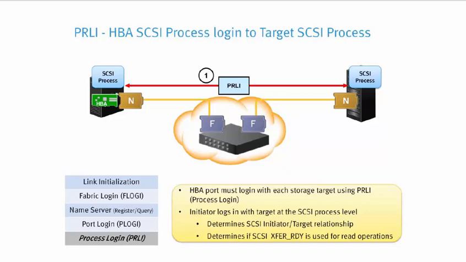Once the HBA port has logged into the storage array port at a fiber channel level, it must then log in at a SCSI process level. Since the HBA wants to exchange SCSI data over fiber channel, it must perform a process login by sending a PRLI, process login, extended link services frame to the storage array port. The storage array port responds with an accept frame. Information carried in these frames specifies which port is the SCSI initiator and which port is the SCSI target, and whether to use SCSI XFER_RDY on read operations. Usually XFER_RDY is used only for writes.